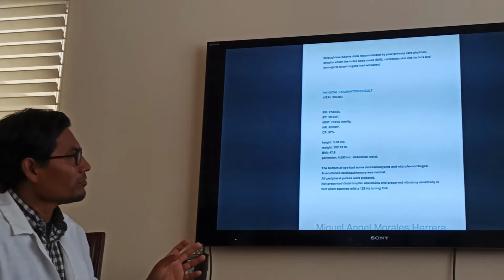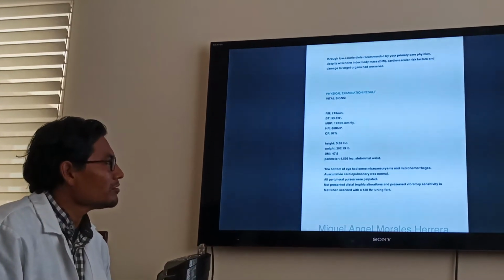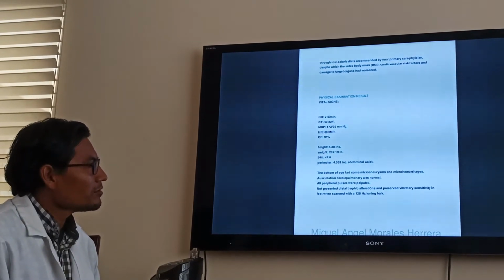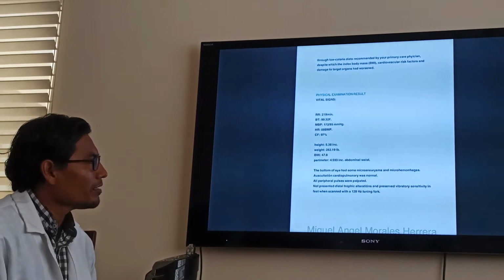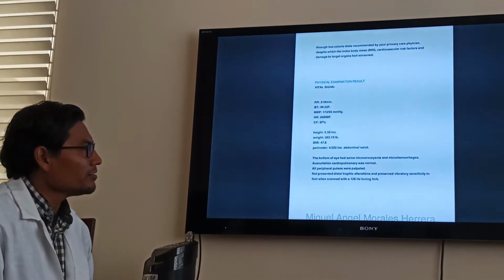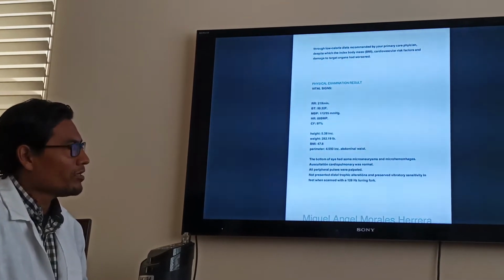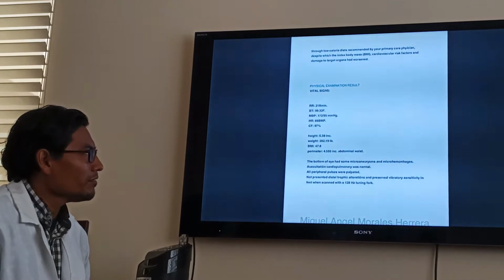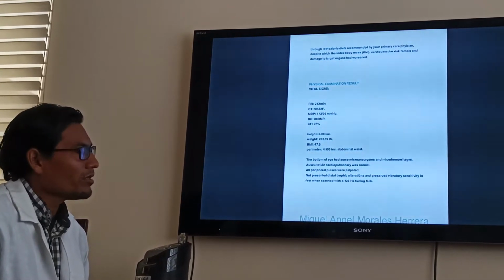In relation to her anthropometrics, her height is 5.38 inches, and her weight is 282 pounds, 90 ounces, and the BMI is 47.8, with her abdominal perimeter 4.9093 inches.